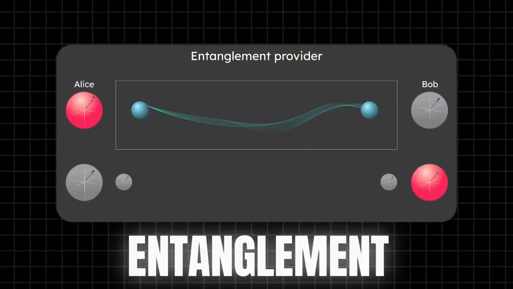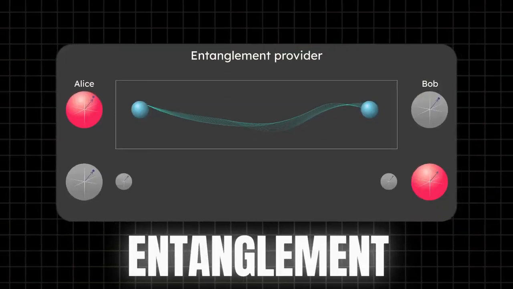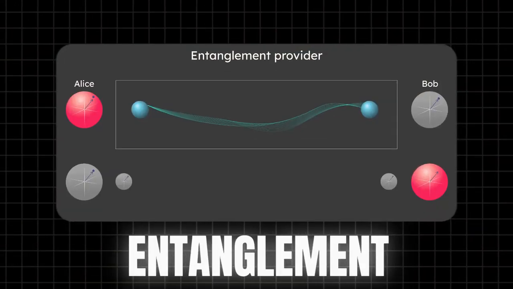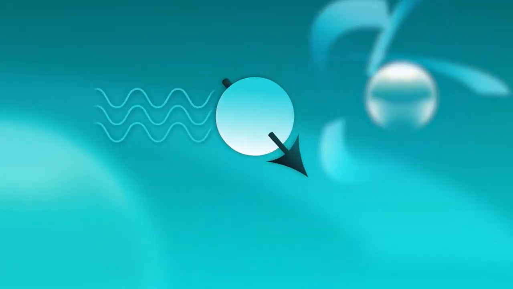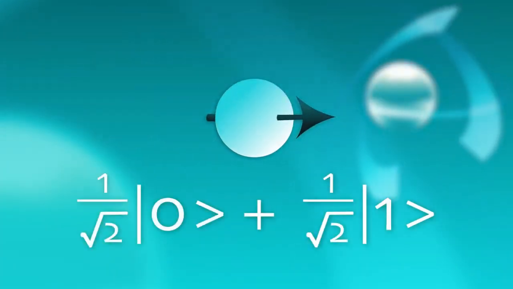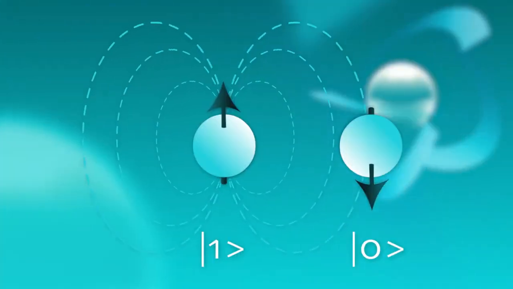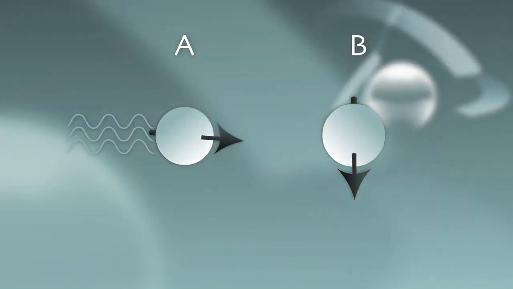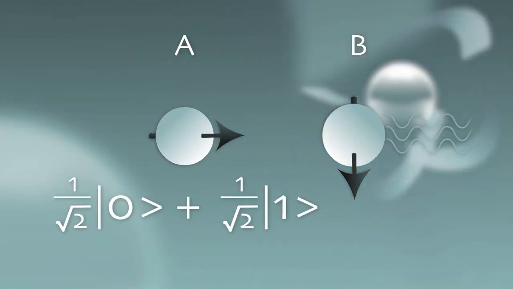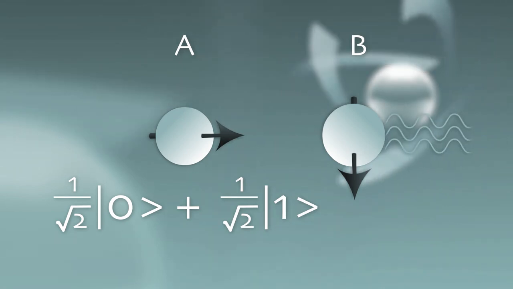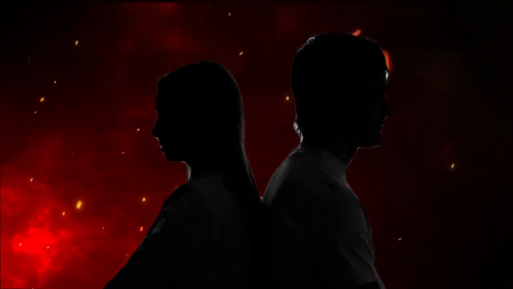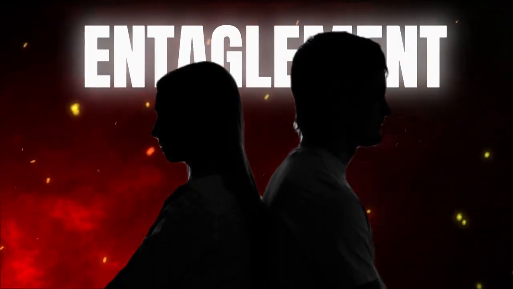Entanglement is another fascinating quantum phenomenon where qubits become interconnected, meaning the state of one qubit directly affects the state of another, regardless of distance. This property is crucial for quantum computing, enabling qubits to work together in ways classical bits cannot. Imagine having twins separated by continents who can still feel each other's emotions instantly. That's entanglement in a nutshell.